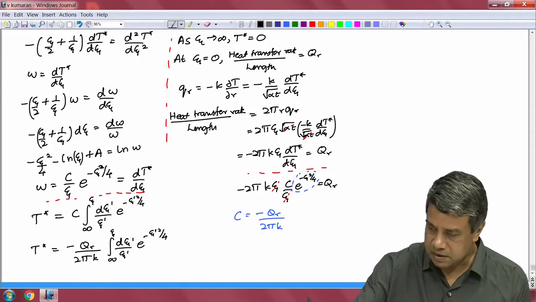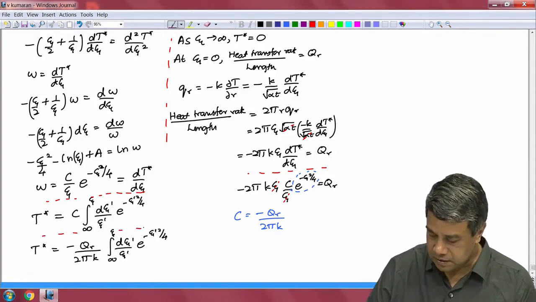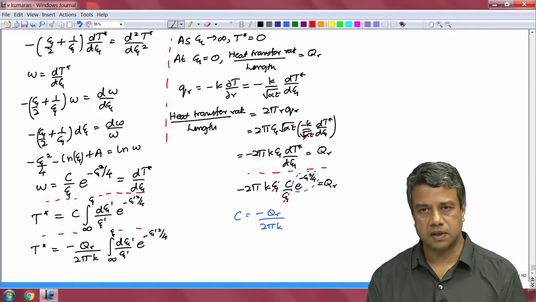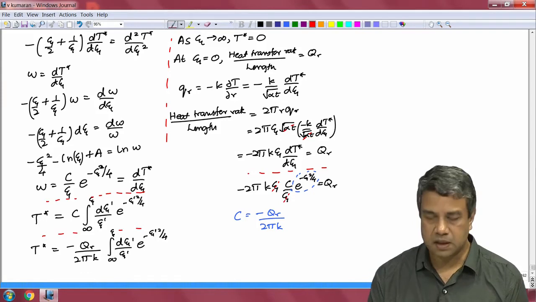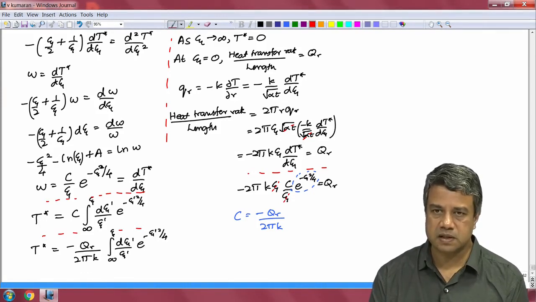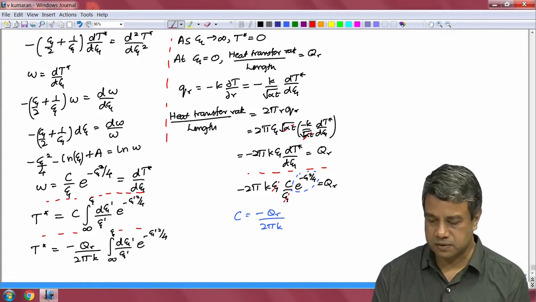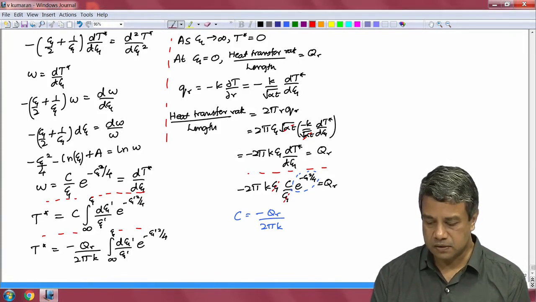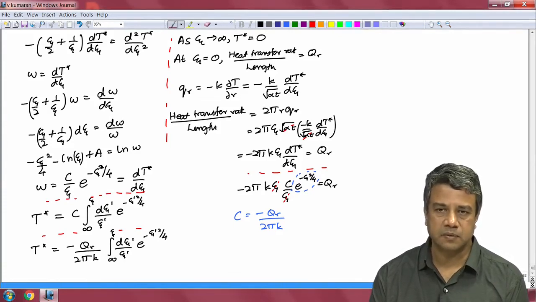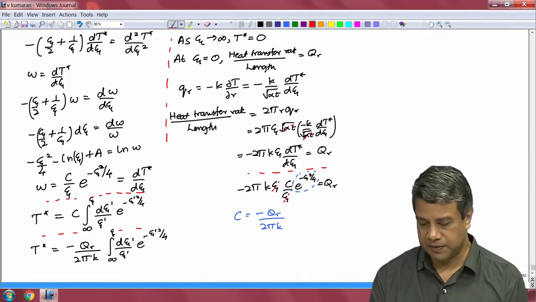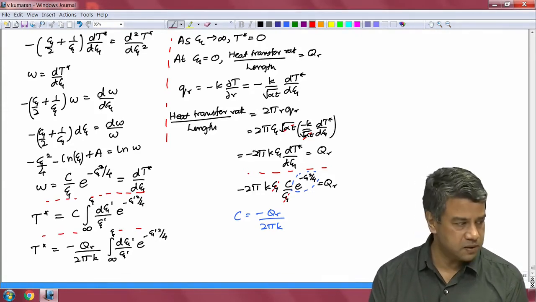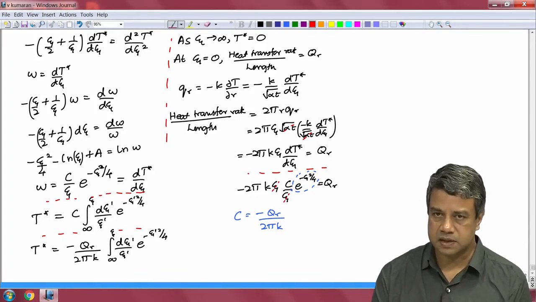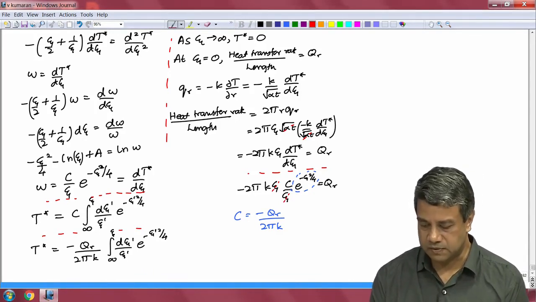Note that in this expression I should have had another constant of integration, right. When I integrated once, you should get one constant of integration. That constant of integration was fixed from the condition that T star is equal to 0 as psi goes to infinity. The right side has to go to 0 as psi goes to infinity because the upper and lower limits of integration are the same. Therefore, T star equals 0 as psi goes to infinity fixes that second constant of integration to be 0.